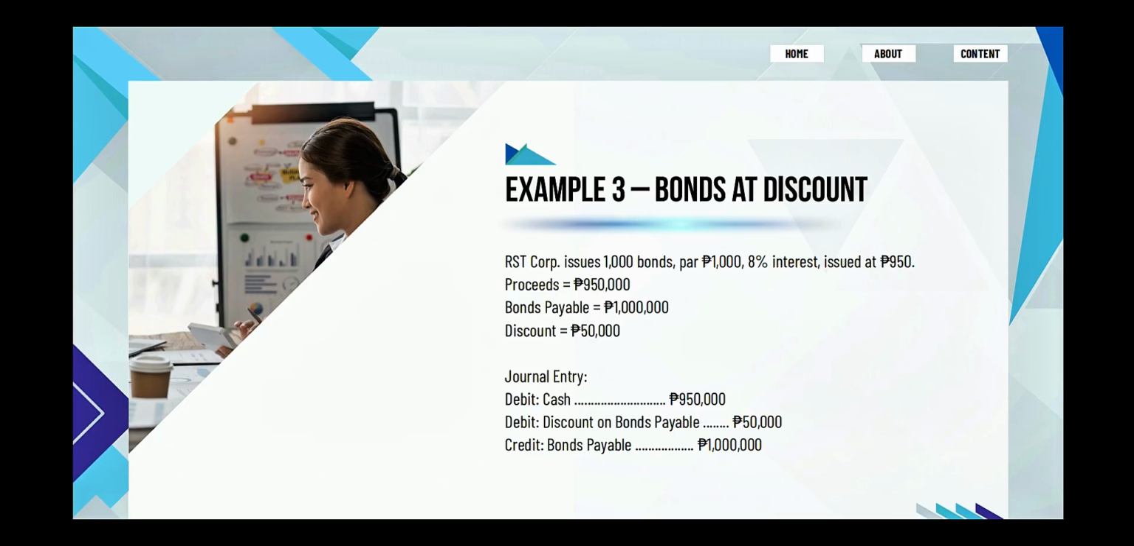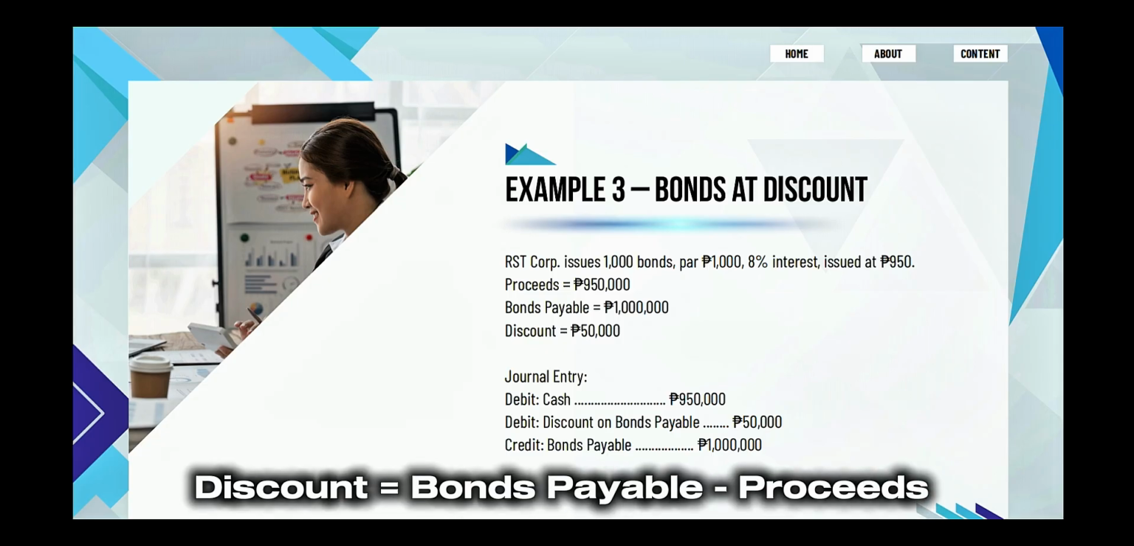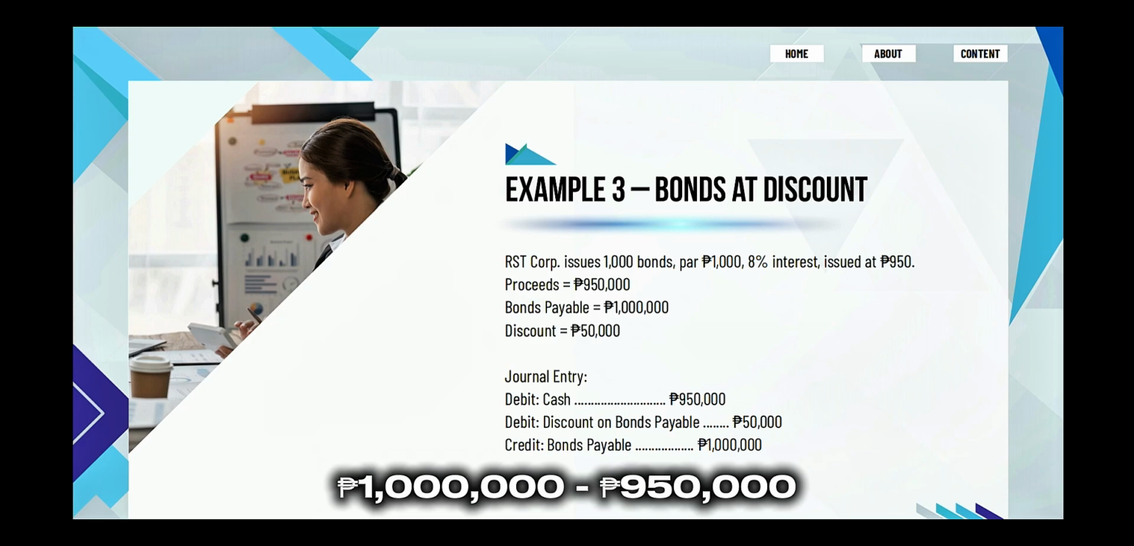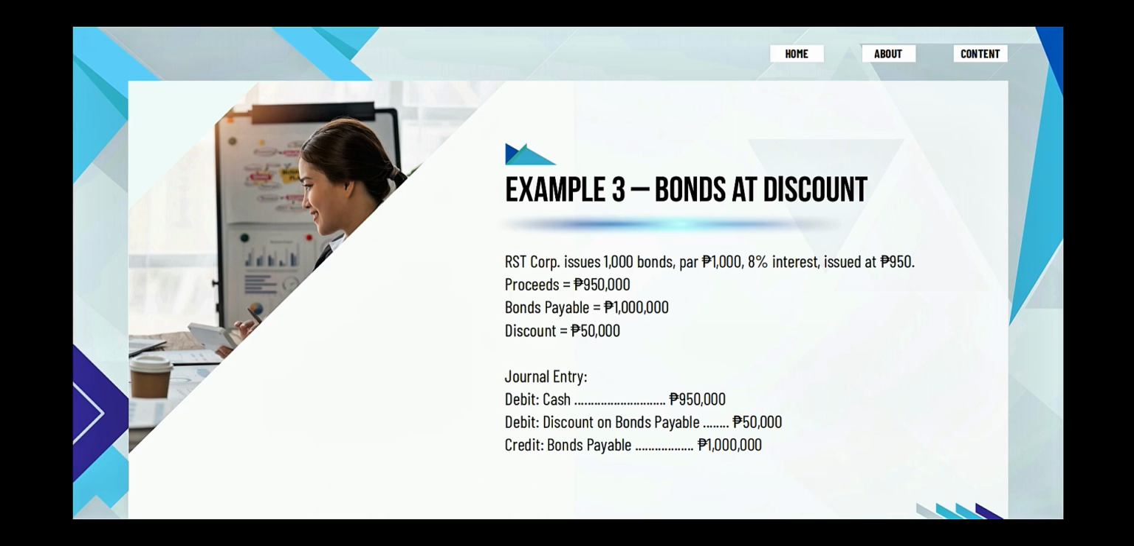Don't forget also the discount. And the formula to get the discount is, of course, bonds payable less the proceeds. And that is 1 million pesos minus 950,000 pesos. And the amount will be 50,000 pesos. So again, to journalize this entry, you need to debit cash 950,000 pesos, debit to discount on bonds payable 50,000 pesos, and credit to bonds payable 1 million pesos.